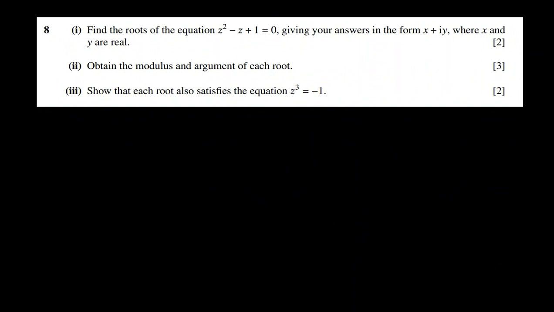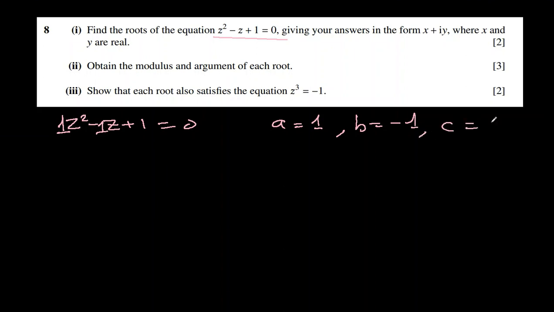Question number 8. Find the roots of this equation giving your answers in x plus iy format. So it is z squared minus z plus 1 equals 0. We will use the quadratic formula as usual. Our a is 1 in this case because we have coefficient 1. b is minus 1, coefficient minus 1 again, and c is 1. One of the previous questions was something like this, but with little differences. But this time we'll get a complex number for sure.